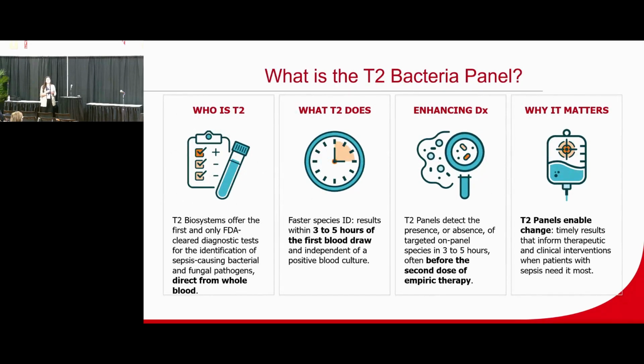So first, what is the T2 bacteria panel? T2 Biosystems actually offers the first and only FDA-cleared test direct from whole blood. And what this uses is magnetic resonance to detect 5 organisms on their T2 bacteria panel, and this is independent of a positive blood culture. So you're getting these results within 3 to 5 hours from that first blood draw, allowing you to make optimal changes for your antimicrobials within that time frame.